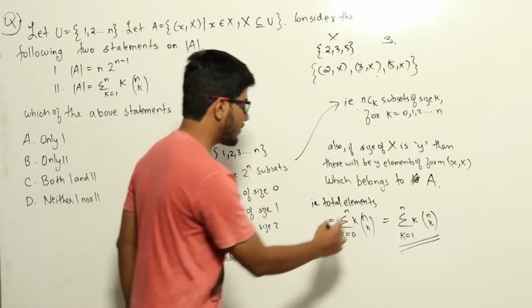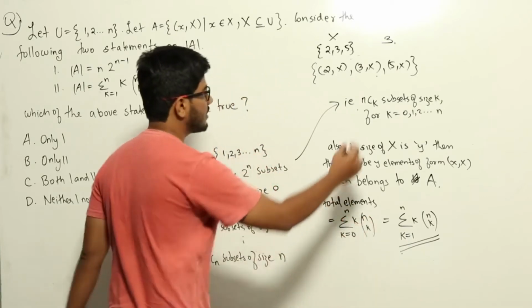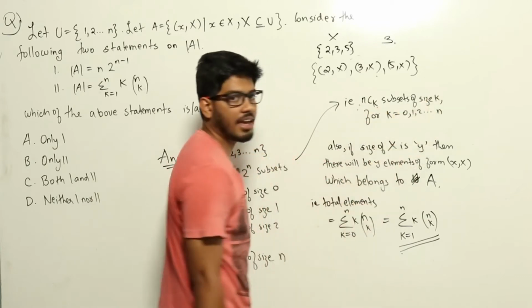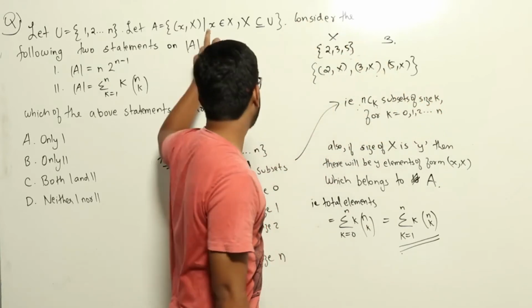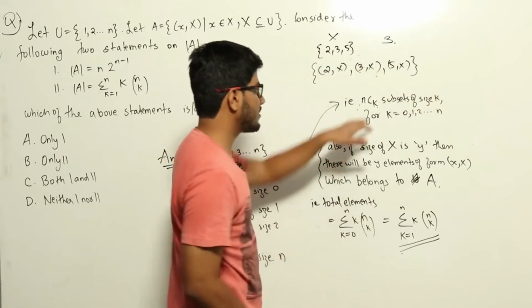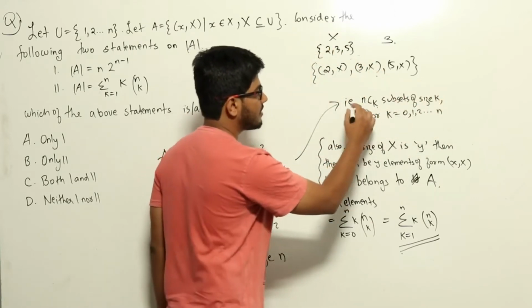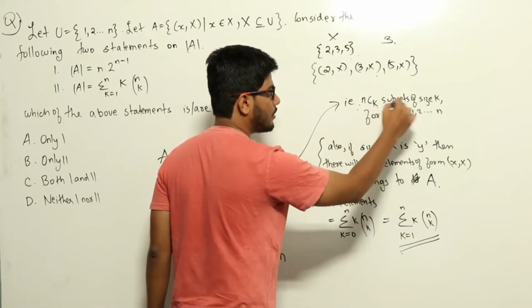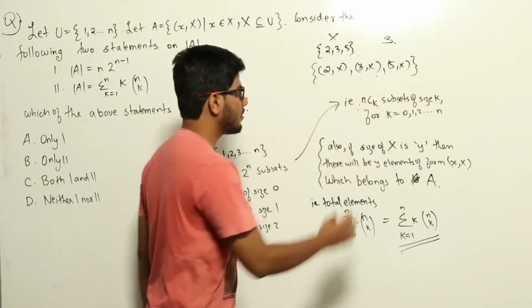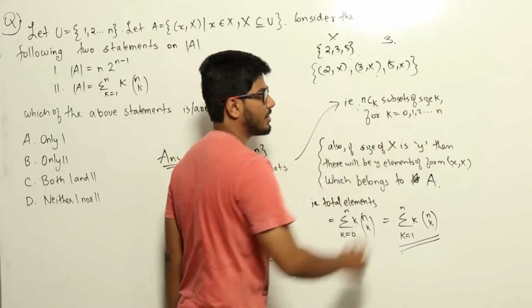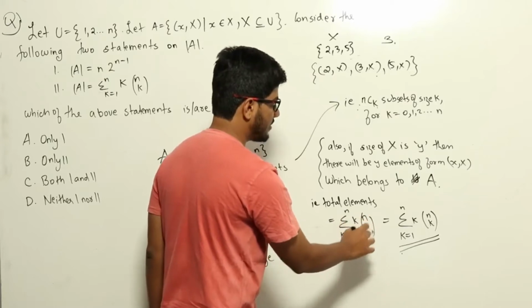sigma k equal to 0 to n of k into nCk. See, that's because if there are nCk subsets of size k, each of these sets will be contributing k elements to A, that we got from this statement. If the size of a set is k, there will be k elements which will be adding to A, which means if there are nCk subsets of size k, nCk into k elements will belong to set A because of that particular subset of size k. So if you are taking all subsets of size 0, 1, 2 etc. up to n, that will give all the subsets. So the total number of elements will be sigma k equal to 0 to n of k into nCk.